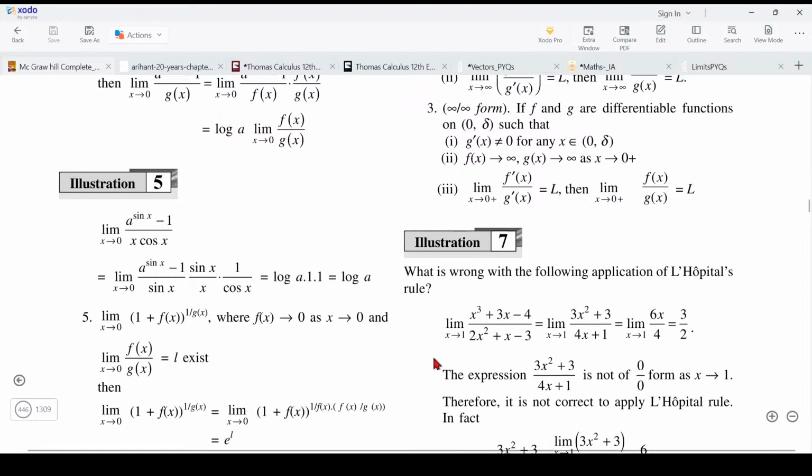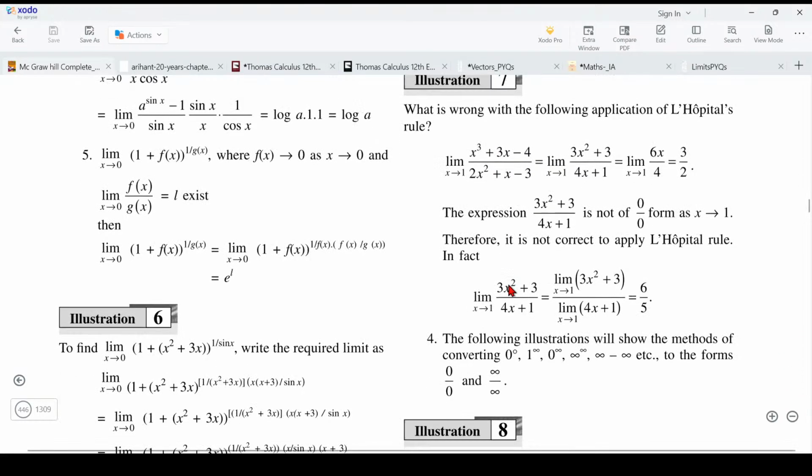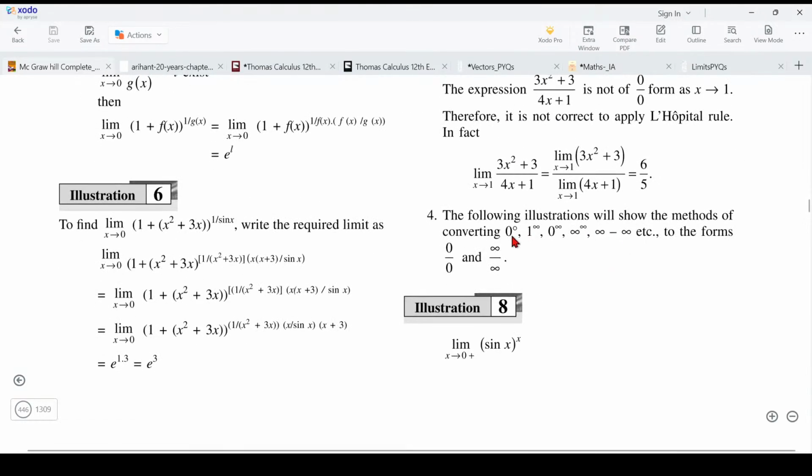Okay, so now he is saying he has tried to apply L'Hospital's rule here. What is wrong in this? He's saying whenever we are applying L'Hospital's rule, it should be in the 0 by 0 format. Here, basically, this is not in 0 by 0 format. That's what he's trying to say. So these are different forms of indeterminate forms. Why are these indeterminate forms?